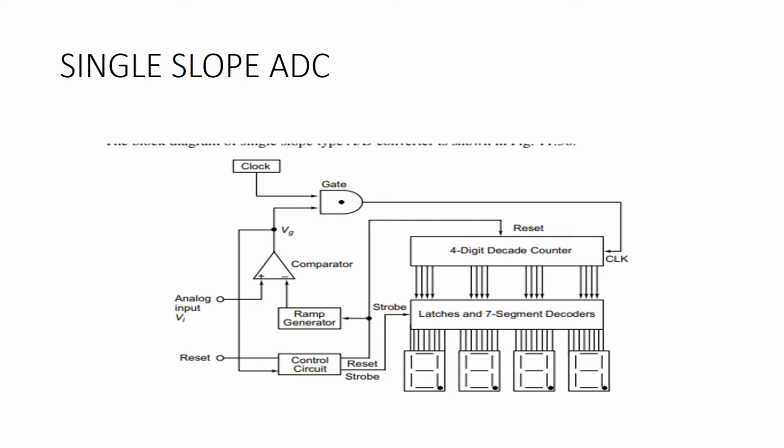Whenever the ramp generator voltage is equal to the analog input voltage, the comparator output becomes negatively saturated or logic 0, and the clock is prevented from passing through the gate. Stopping the counter operation, the control logic then generates a strobe signal which latches the counter value in the 4-digit latch, which is displayed on the 7-segment display. The displayed value is then equivalent to the amplitude of the analog input voltage. So this is about a single slope ADC.